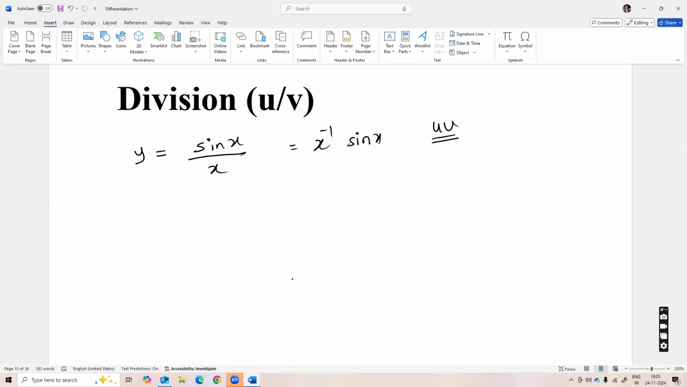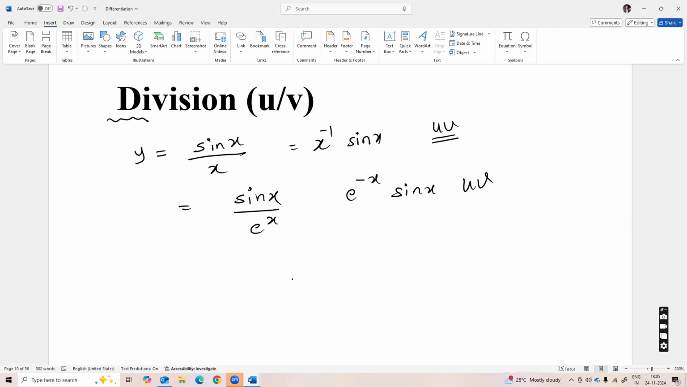But if it was not sine x over x, let's say it was sine x upon e to the power x, in this case also you can make it like e to the power minus x sine x, and you can apply the uv rule. But there is one more rule, which is the division rule, which we will see.